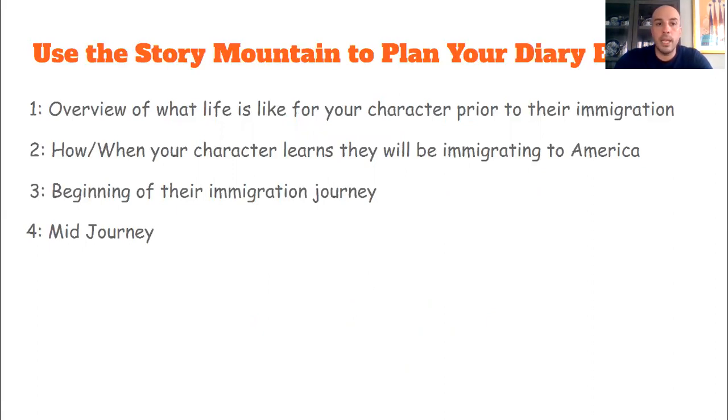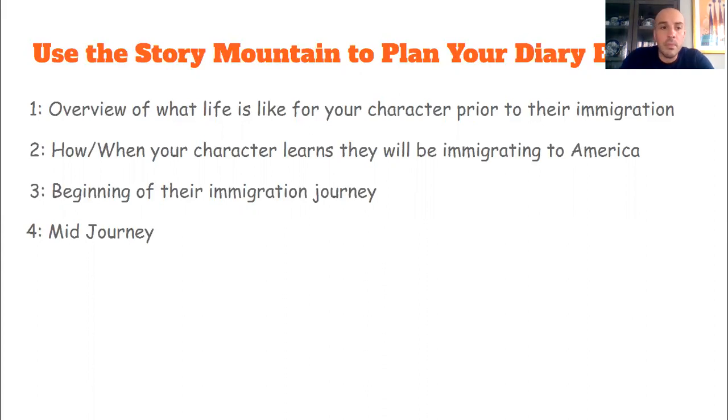The first one being an overview maybe of what the character's life was like before their immigration journey, how or when the character learned that they were immigrating to America, the beginning of their immigration journey. We talked about what you could write about in a journal entry that took place mid-journey. We talked about all of those details that we learned about the journey from one country to America through our research.